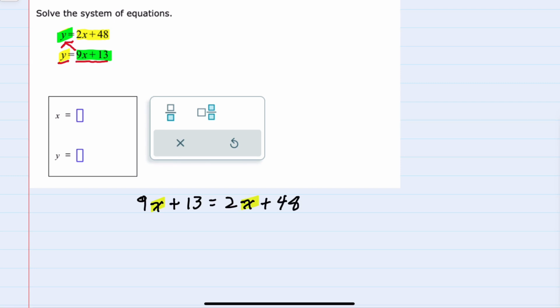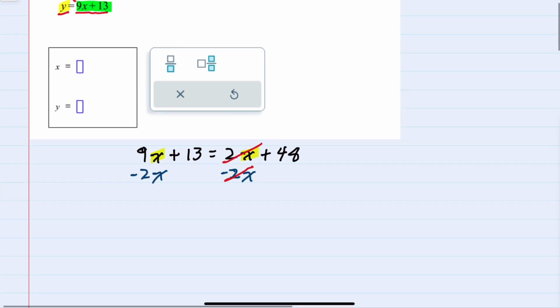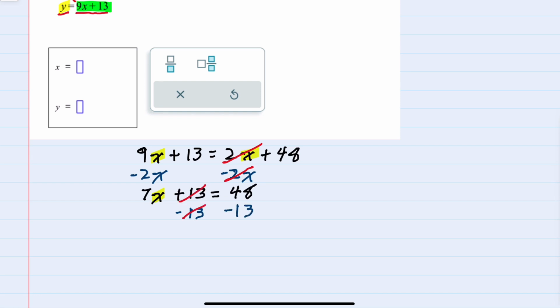I would first want to get the x's on one side of the equation, and I can move this 2x over to the left by subtracting 2x from both sides. This would give me on the left-hand side 7x plus 13 equals, I've canceled the two x's, so I now have just 48 on the right. Continuing to solve for x, I can isolate that term by subtracting 13 from both sides. This gives me just the 7x on the left and 48 minus 13, 35, on the right.